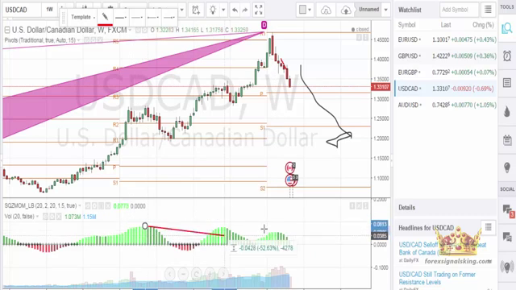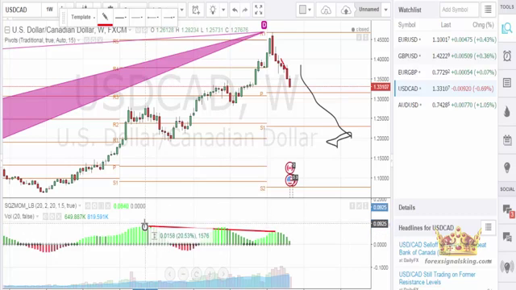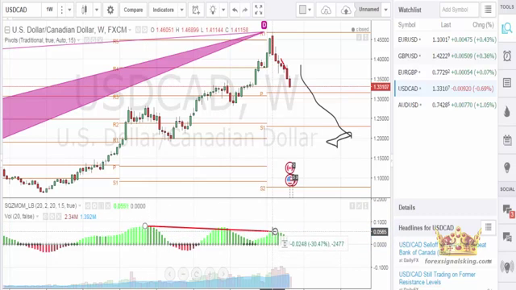There is a high, then a lower high, then a lower high. If you don't know what divergence means, I'm gonna make another video. I'm gonna make other videos about technical indicators and about how to read charts and divergence and so on, but in another video.